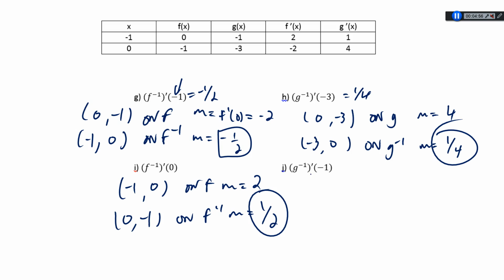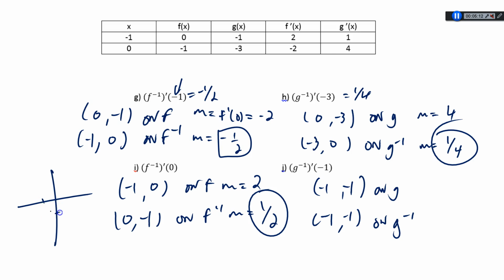Cool. G inverse prime of -1, some point on g, some point on g inverse. So negative 1 is my x-coordinate here, so I'm looking for it here. That happens at negative 1, so they're all negative 1s. So what that means is there's a point that's actually on the dotted line. So when you reflect it, it won't move. Right? When you reflect it over that line, it's not going to move that point at all. So at negative 1, our slope is 1, which means the slope of this guy is also 1, because the reciprocal of 1 is 1.